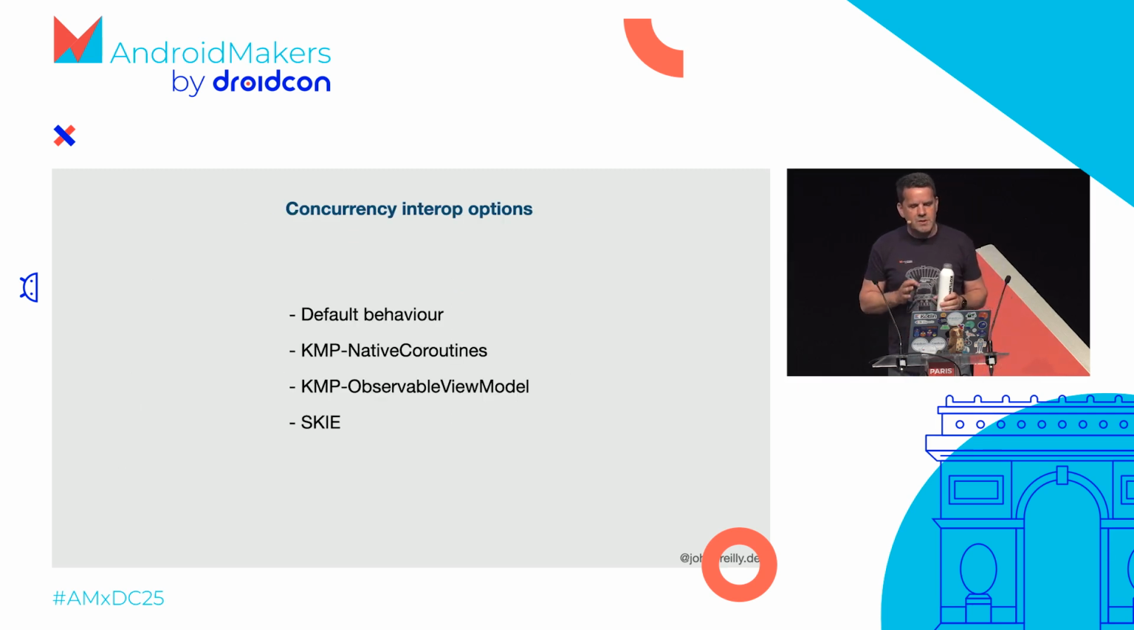Okay, now I'm going to talk about some of the concurrency interop options we have available to us. We'll briefly cover the limited default behavior we get out of the box with Kotlin Native, and then talk about a few third-party solutions that have become established to support this interop.